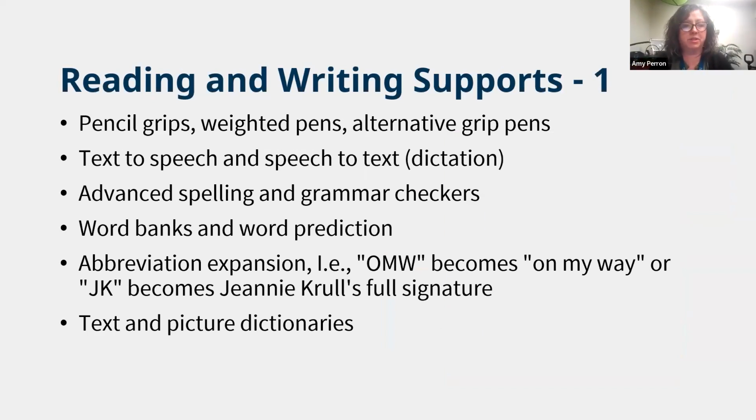So reading and writing supports are also things that we have available, and we want to make sure that they are considered for folks. So pencil grips, weighted pens, alternative grips, those are great examples of some low-tech items. Text-to-speech and speech-to-text dictation. This has just really exploded in the last few years. Jeannie mentioned Dragon NaturallySpeaking, which in my opinion is probably still the industry gold standard for speech to text. You can do a lot of things with it, but it comes at a cost. If a company needs this for an employee, it's going to cost them money.